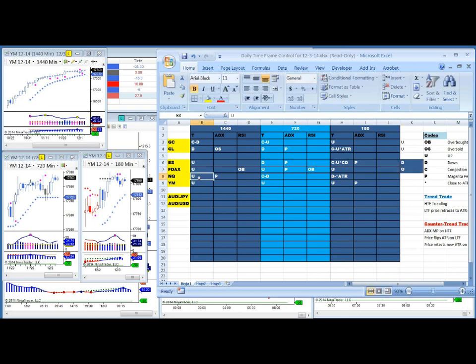NASDAQ, up. The peak is retracing. We have congestion in a downtrend. We're down at the ATR, down. Okay, unless something changes, that's exactly what I would do. All right, on the Dow, we've got up, up, up, peak is retracing. So I would say down, then up, and I'd probably put in 17813 because that's where the ATR is.